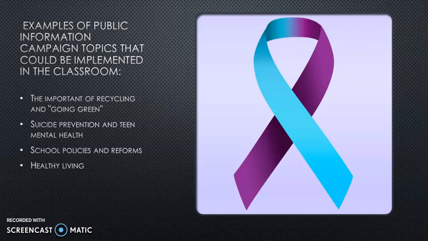The third is school policies and reforms. Again, at a young age, this may be a struggle, but it's important for young students to even understand what classroom rules are and how they can take a part in creating these rules. And then up into high school, this could include student council. This could include students just getting together and wanting to make a change through a campaign.